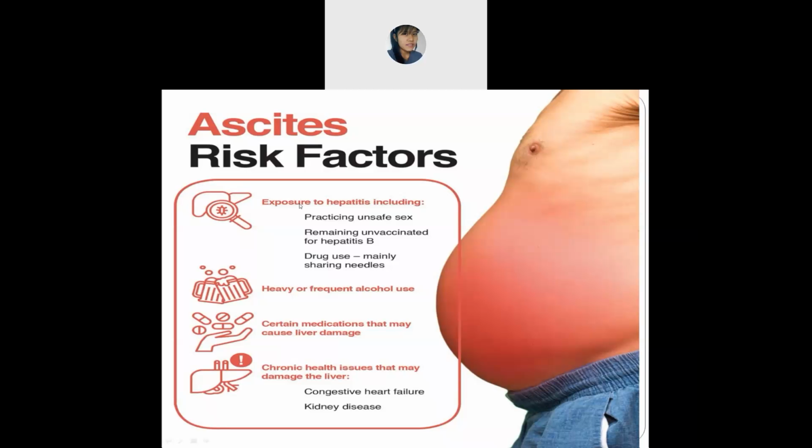Next is chronic health issues. Because of some chronic health issues, it can lead to ascites, such as congestive heart failure, a person with abnormal heart function. They are at risk of having ascites. Next is kidney disease. Whoever has kidney disease, their kidney is not functioning properly. This kind of people are at risk of having ascites. Understand?